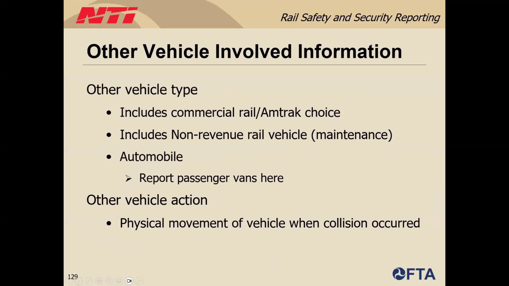Okay, so first thing that you see is the other vehicle involved information. So you indicate when you're reporting a collision, the other vehicle screen has a selection for commercial rail or Amtrak vehicle. The automobile option would be used for both cars and passenger vans, like a Dodge Caravan, for example, and the action or physical movement of the other vehicle at the time of the collision. Just like when you're reporting a transit vehicle type, you are indicating the part of the vehicle that was hit from the point of view of the other vehicle.